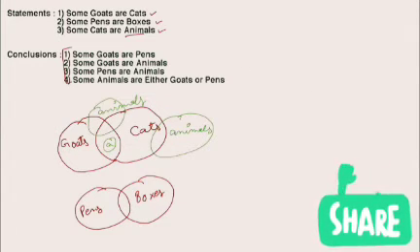Now let's move on to the conclusions. Some goats are pens, so there is no relation between the goats and pens. So this one is false. Got it. Some goats are animals. If we look at these two circles, the goat circle and this animal circle, then we will find that this conclusion is following. But give a look to this circle. If this is the situation, so here are animals and here are goats, then the conclusion doesn't follow.